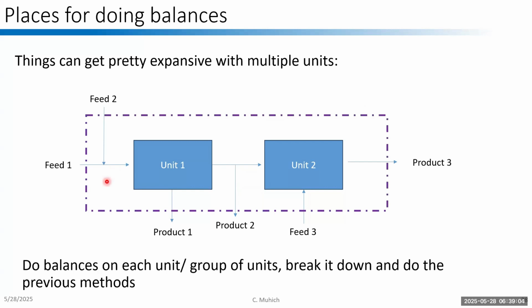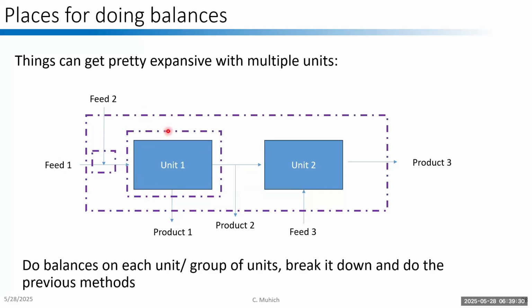Right? So I could do a balance over the entire system. So that would say, what's going in is feed one, feed two, feed three. What's coming out is product one, product two, product three. I could do a balance on this mixing point, right? So what's going in is feed one and feed two. What's coming out is this stream. I would label that individually.